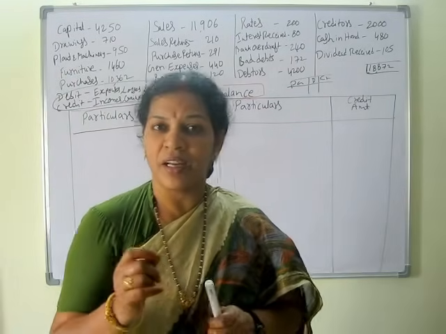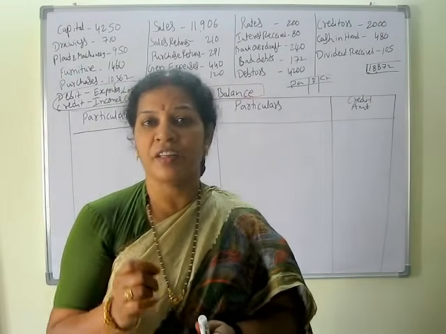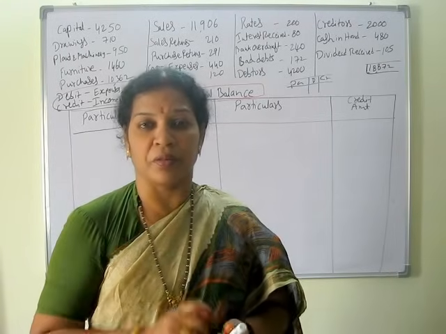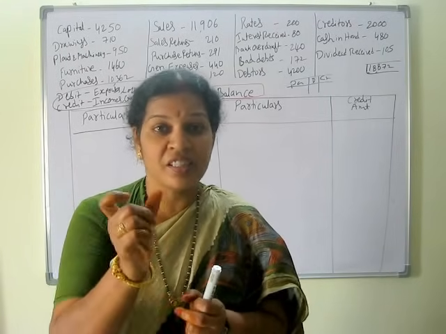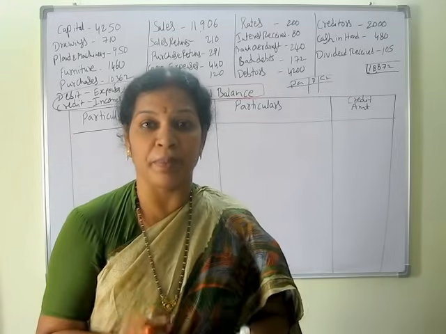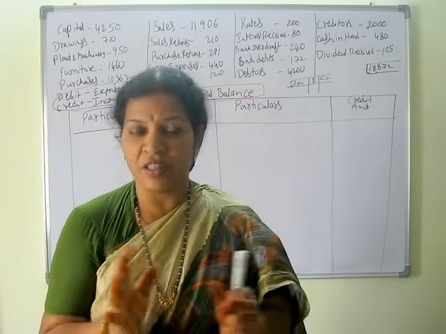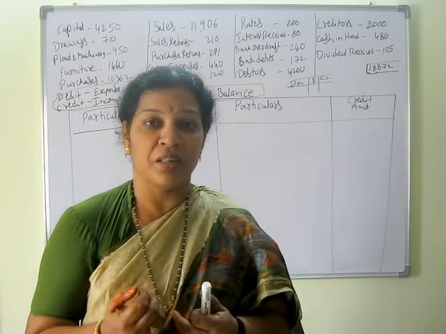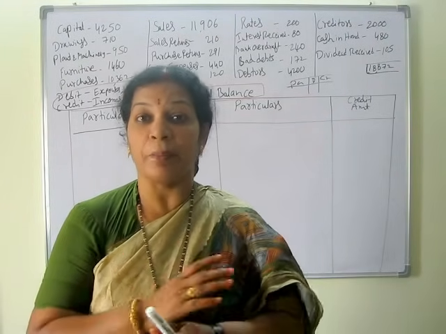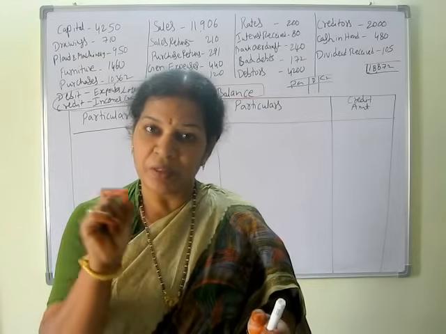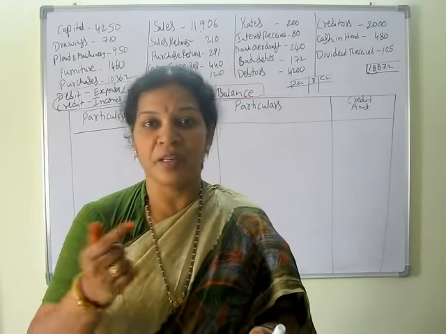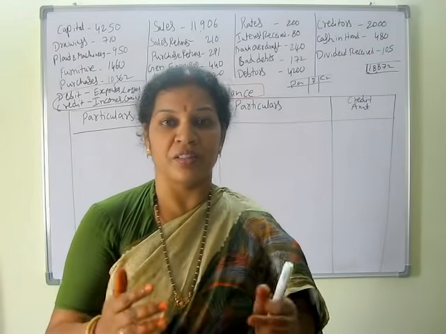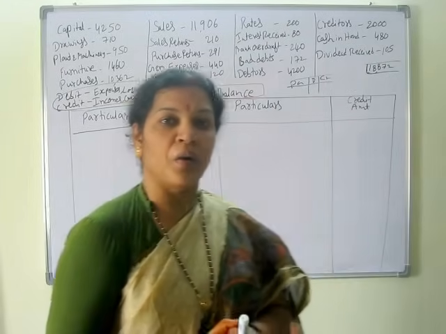If it is not tallying, temporarily we'll write the amount into the suspense account. We'll transfer that difference into the suspense account. It is only temporary, because to balance the accounts, to get the accuracy and to know the profits or losses, to complete the accounts, we transfer temporarily to suspense account. Later we'll come to know what it is. Now let us see how we can prepare it.